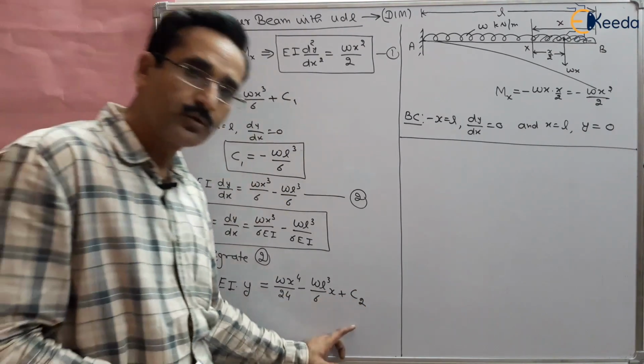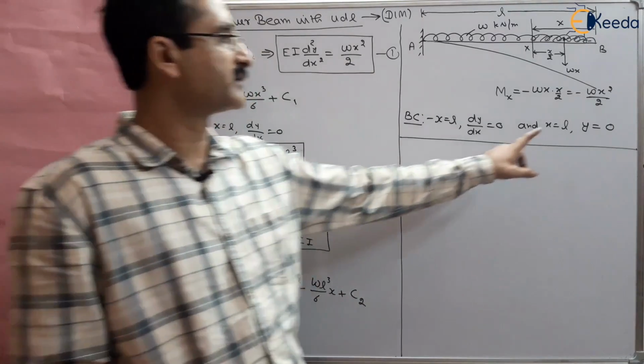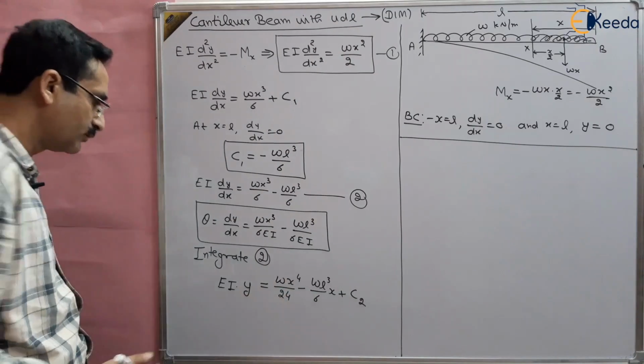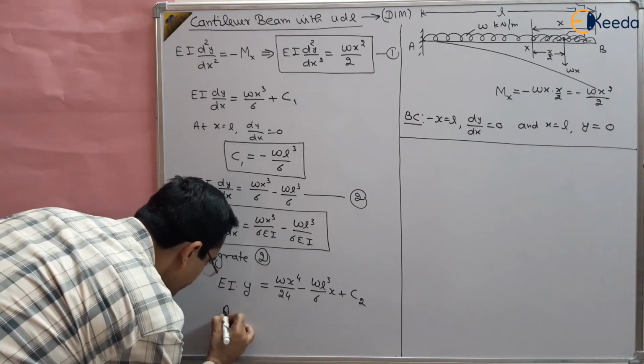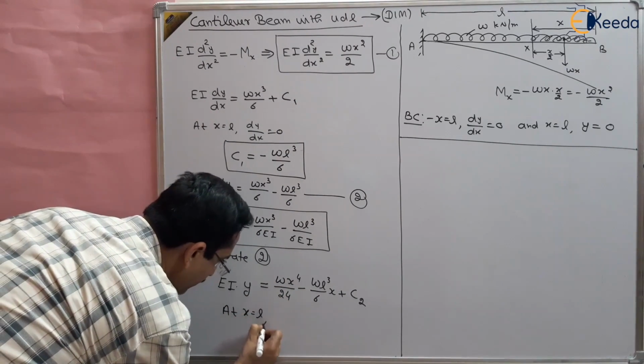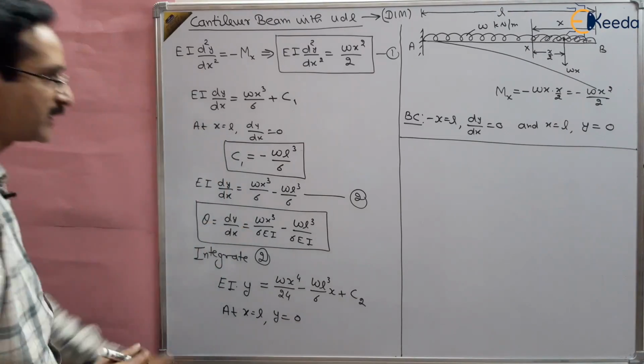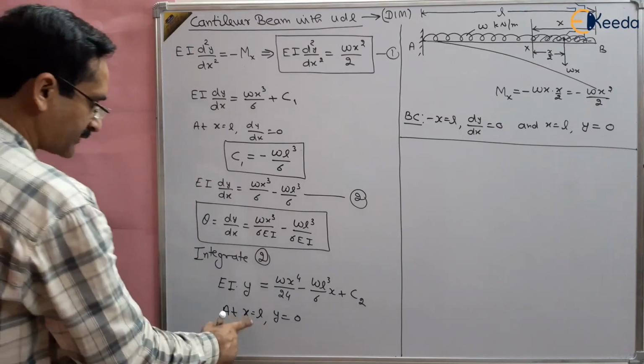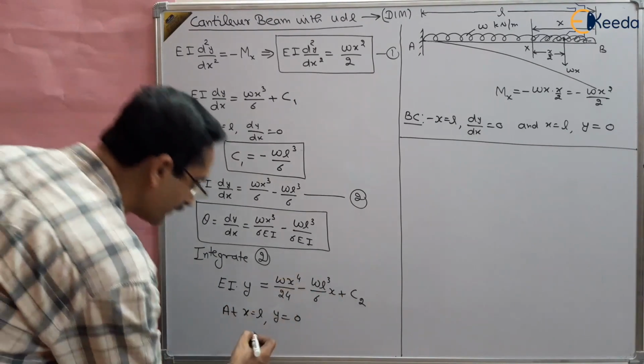How to find out this c2? C2 can be found out from the second boundary condition, that x is equal to L, y is equal to 0. Put here and you will get the C2. So at x equal to L, y is 0. There is no deflection at length L. So at x is equal to L, y is 0. Put here, you will get the value of C2.